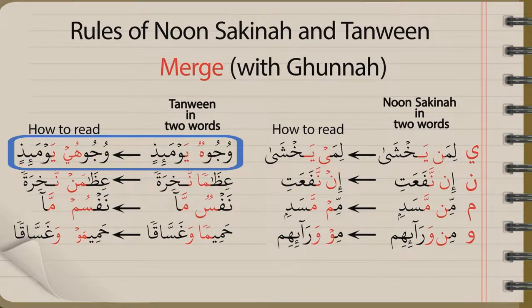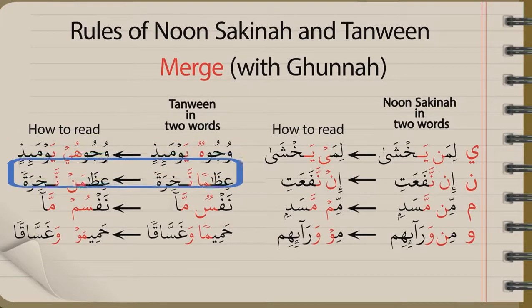Now with the tanween. I'll start with Ya. وجوه يومئذ. What is the Noon Sakina? Yes, it's represented by the second Dhamma. So what we have to do, we keep only one Dhamma and the second Dhamma we replace it with the Ya. Instead of wujuhun, I say wujuhun. We read it wujuhun yawma'idhin.